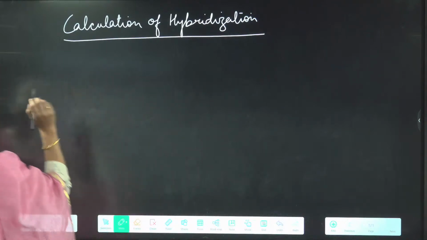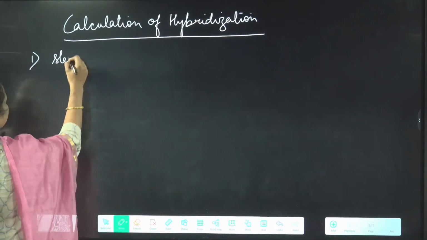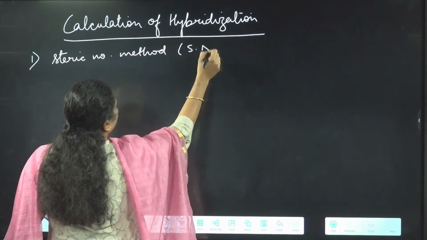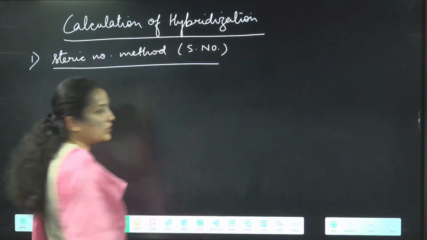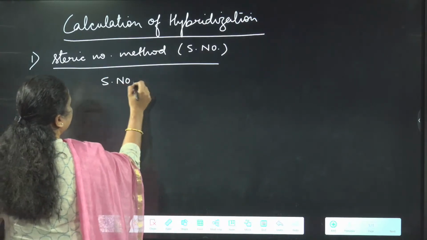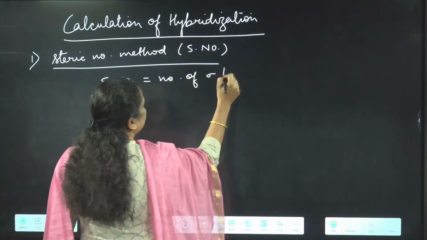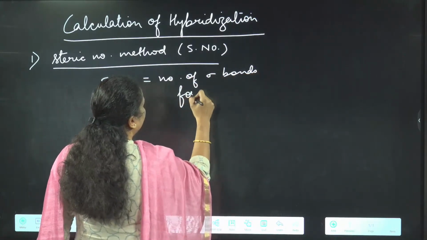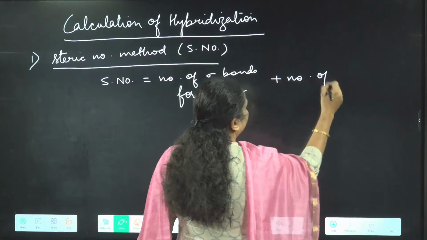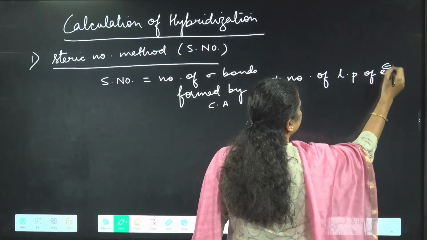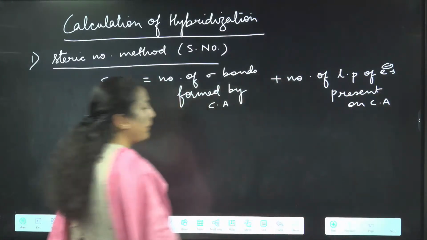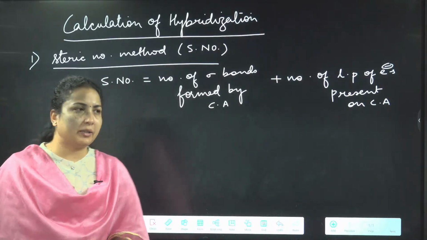Now, when it comes to calculation of hybridization, the first one is the steric number method. This you might have already studied in your organic chemistry, but still we are writing it again. What is the steric number? Steric number is basically the number of sigma bonds formed by the central atom plus the number of lone pairs of electrons present on the central atom.